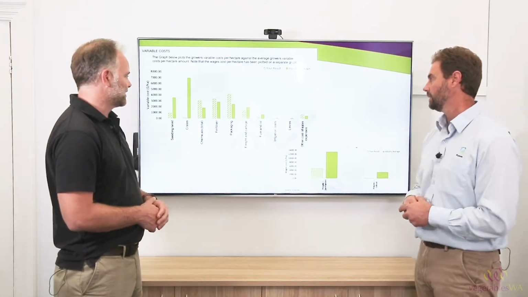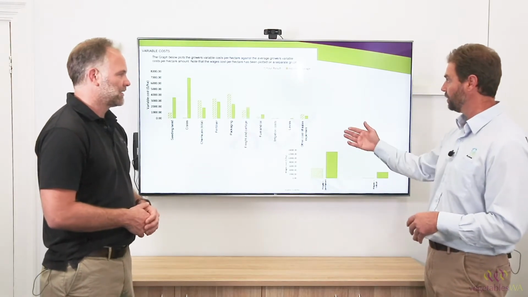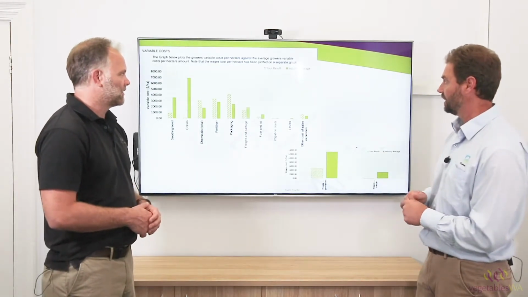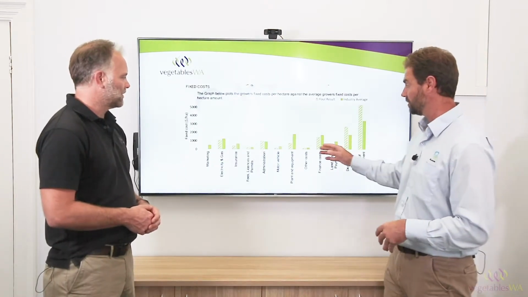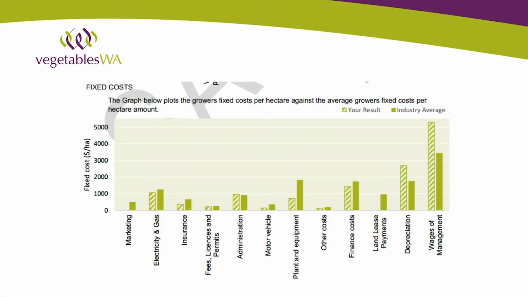Gets there really quick, doesn't it? Yeah, it does. And wages is the same. And if we move on to fixed costs, the fixed costs graph shows exactly the same thing. So this is the overhead or the fixed costs in the business that are there every day you get out of bed. Where do I sit along the industry averages with that?